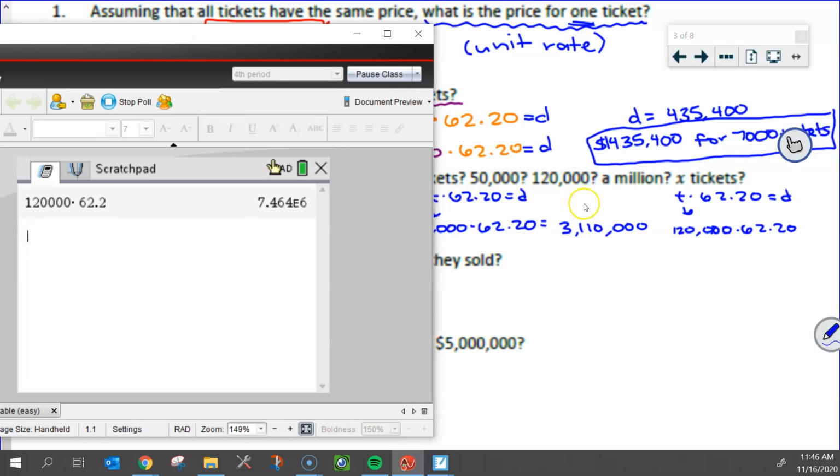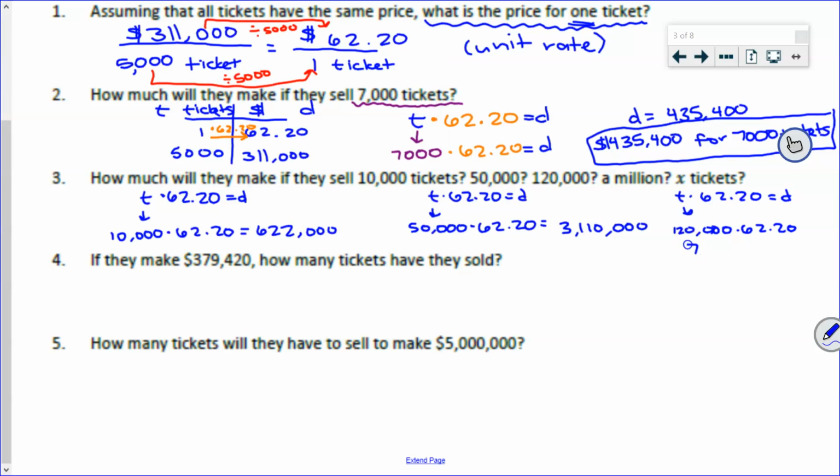But again, what that tells us is, we'll write it down, 7.46. Is that what it said? 7.46 E6? And that tells us 7.46 times 10 to the 6th power. You will be learning about this in detail in math class next year. But all that really means is we're going to take that decimal and move it over 6 times, not 10 times, 6 times. That E6 means we're going to be moving it over 6 times.